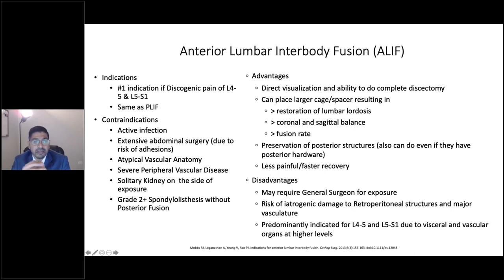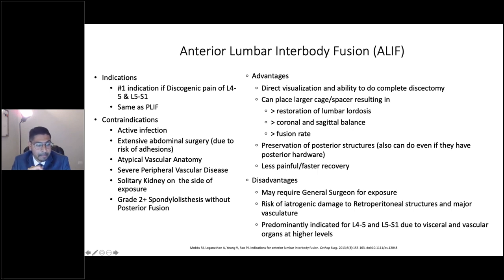Some of the advantages of the anterior lumbar interbody fusion, like I mentioned earlier, are the fact that you are able to perform a complete discectomy. With a complete discectomy and the ability to place a larger cage or a spacer, it allows greater height restoration, greater correction of coronal and sagittal imbalances, and restoration of lumbar lordosis. Furthermore, it allows for greater fusion rates because of the larger footprint. And the fact that you didn't manipulate any of the posterior structures allows for lower risks of adjacent level disease in the future.